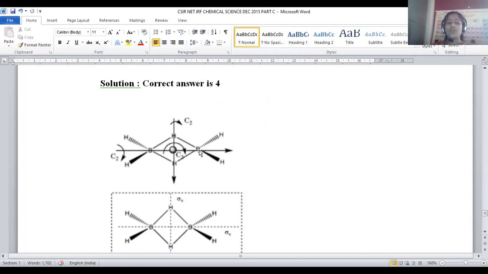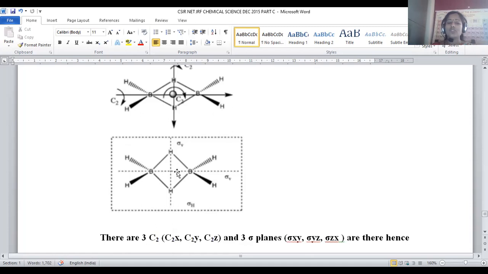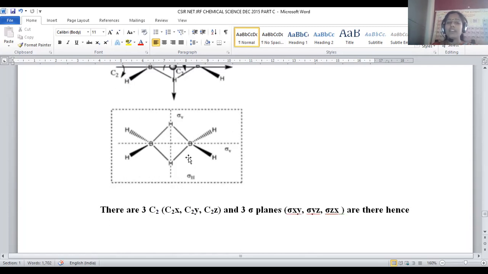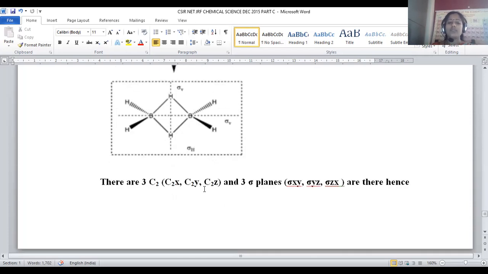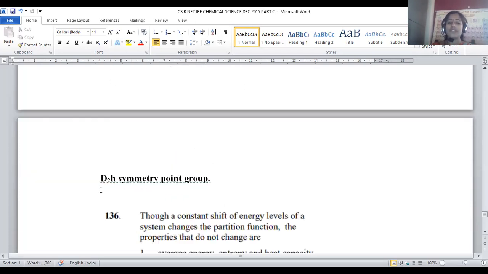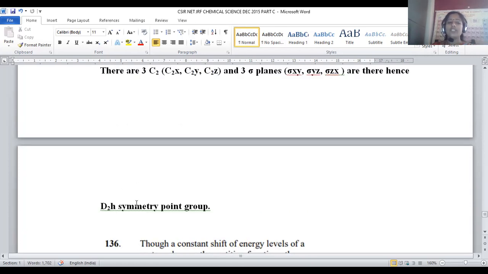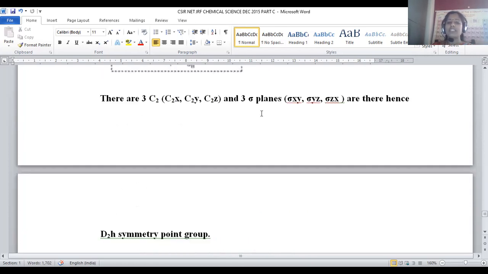When we apply the symmetry operations in this molecule, it is associated with C2 axes along the vertical, horizontal and z directions. So in 3 dimensions, it is associated with 3 C2 axes of symmetry. Moreover, it also contains sigma vertical, sigma horizontal and sigma diagonal planes. 3 planes of symmetry are available as well. So we can assign the point group of symmetry for this diborane as D2h, because 3 C2 axes and 3 sigma planes are available.